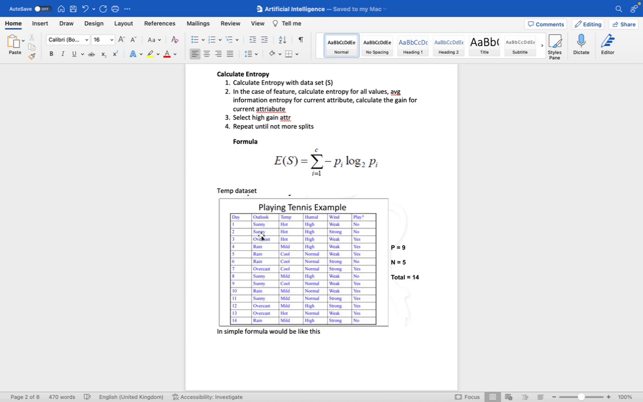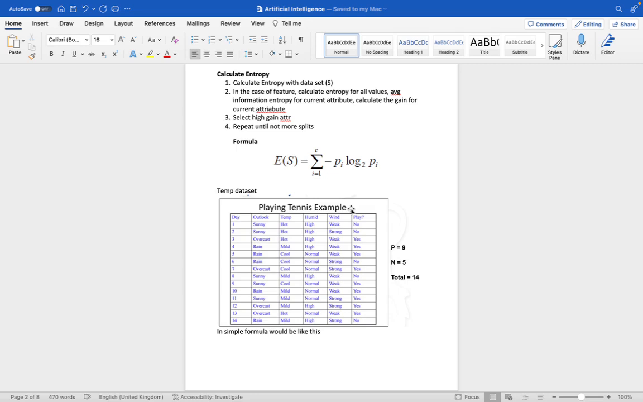And these are the attributes: outlook, temperature, humidity, and wind. How do we know which field, which column, which attribute should be the root node? There is no need to worry about that. The algorithm that we use in programming automatically decides all of these things.